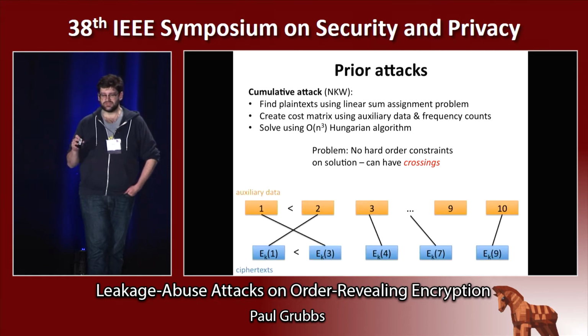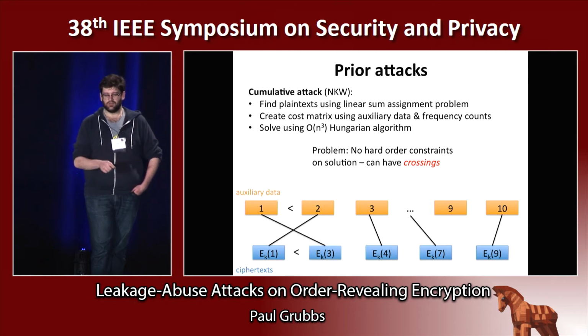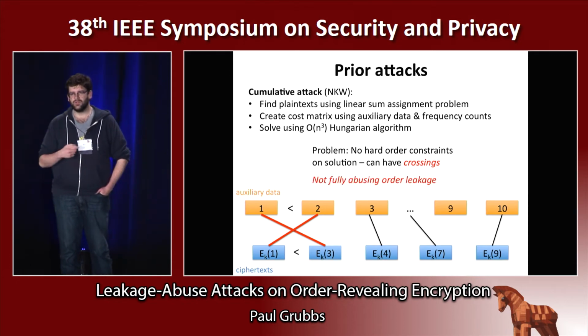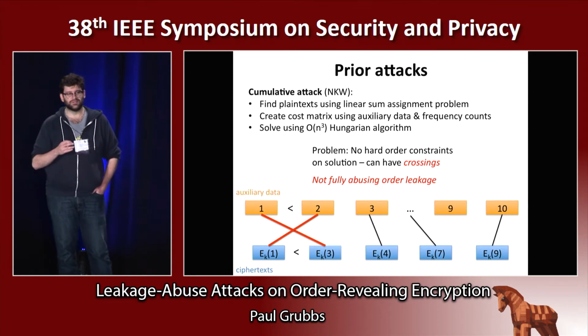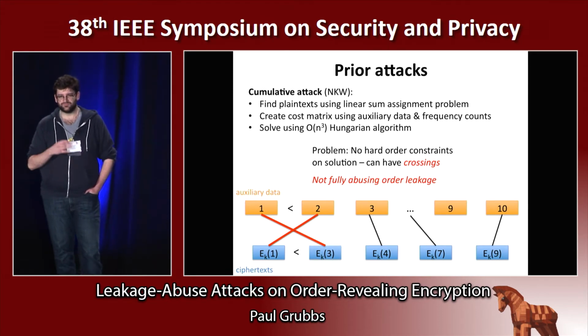What this means is basically, if you think of the solution that's returned as lines going from the auxiliary data to the ciphertexts, the plaintext of 1 could be mapped to the ciphertext of 3, even though the plaintext 2 is mapped to the ciphertext of 1. Now, this obviously violates the known ordering constraints on the problem, the known ordering of the auxiliary data and the ciphertext. So this suggests to us that the cumulative attack isn't really using the order leakage to its fullest extent.